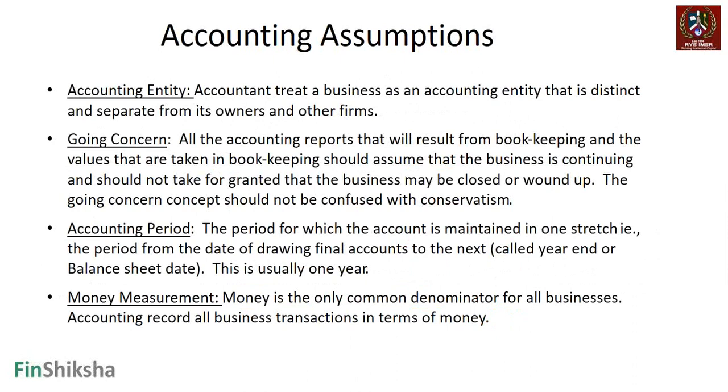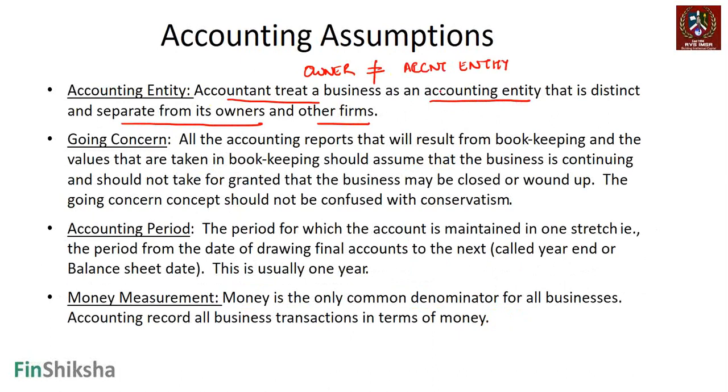There are certain assumptions also that come in when you are building the accounting system for a firm. The first one, we have discussed it earlier, is the accounting entity. The accountants treat a business as an accounting entity, and this is separate from its owners and other firms. So owner is not the same as accounting entity.